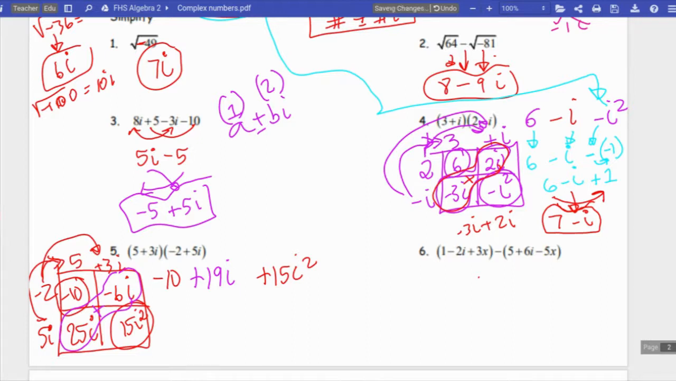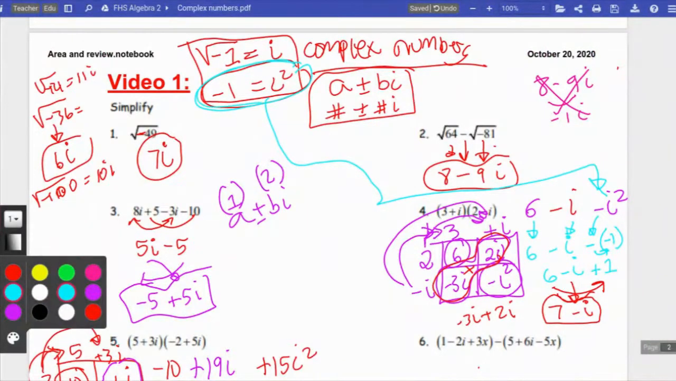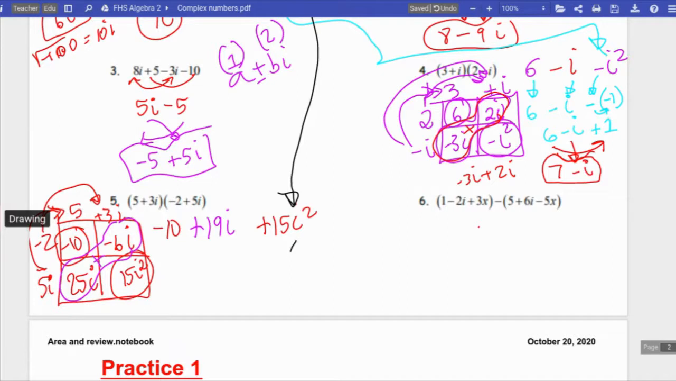All right. Like I said earlier, do you remember this right here? You remember this? That comes right back. i squared means that that turns into a negative 1. And then you bring everything right back down. So I still have that 15 in here, and you still have the 19i, and you still have the 10.